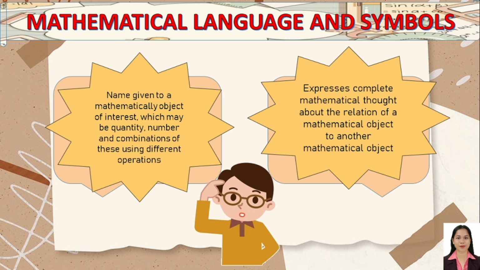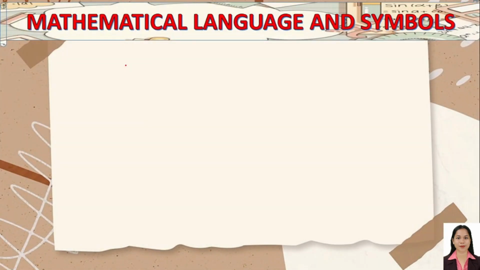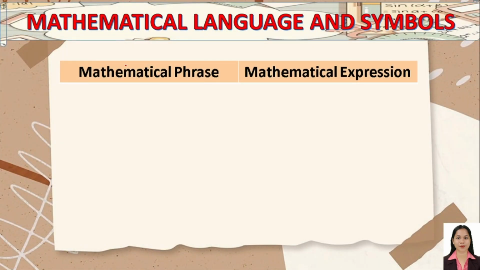So, meaning to say that in a mathematical sentence, we use an equal sign or an inequality sign. But a mathematical expression is just the combination of numbers with the use of different operations. So, let's have an example of a mathematical expression given a mathematical phrase. We need to translate a mathematical phrase into an expression.